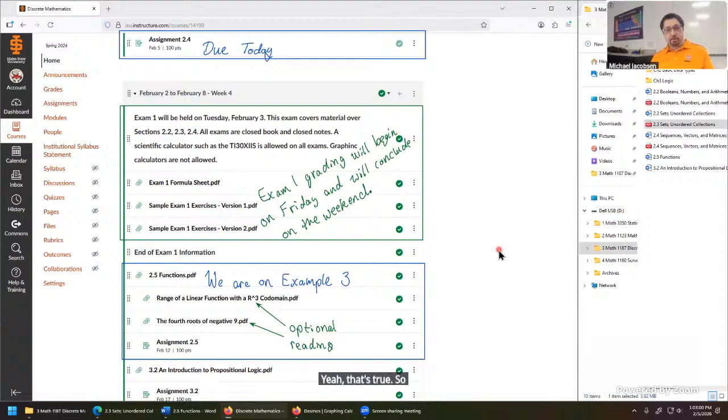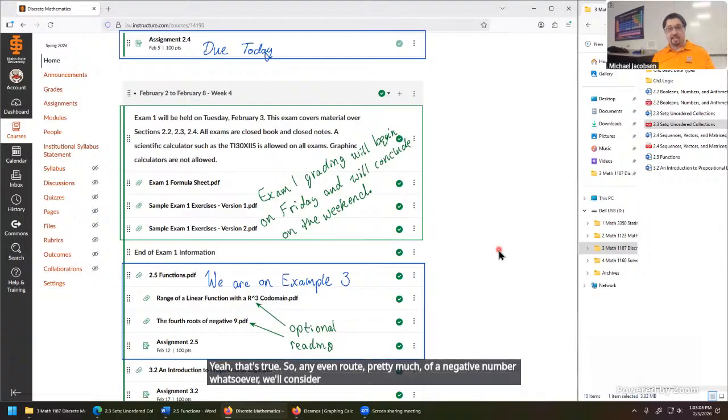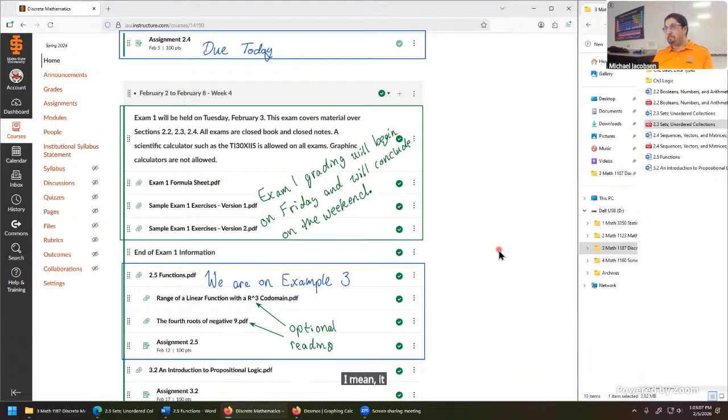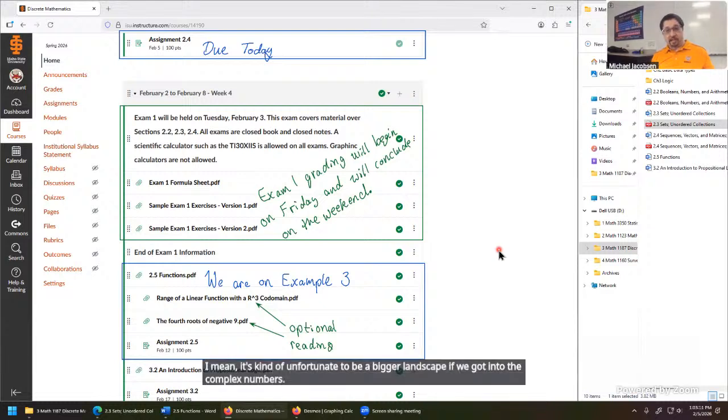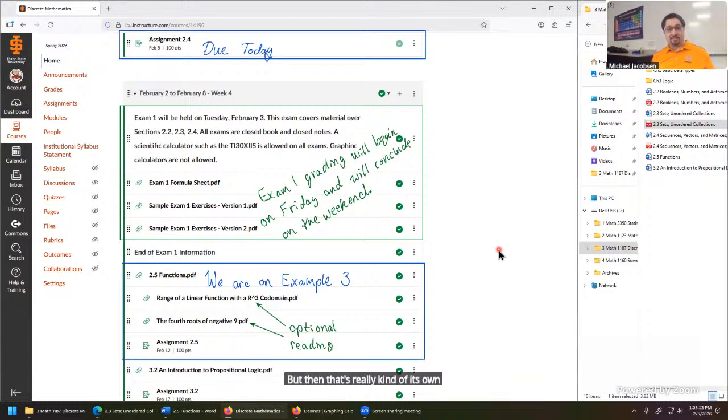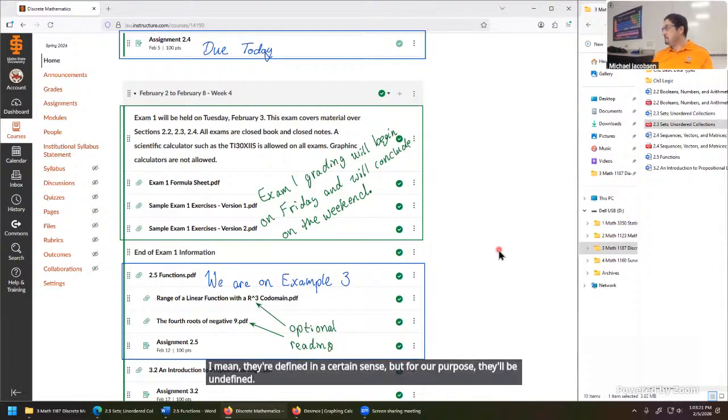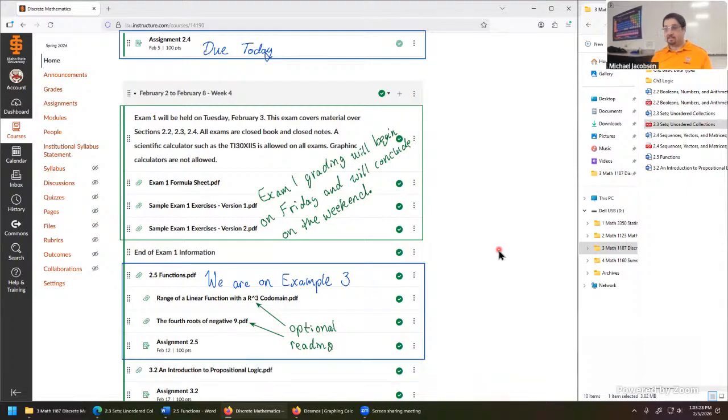Okay. So any even root pretty much of a negative number whatsoever, we'll consider and treat as undefined. I mean, it's kind of unfortunate, it would be a bigger landscape if we got into the complex numbers, but that's really kind of its own course in and of itself. So yeah, you can always treat those as, I mean, they're defined in a certain sense, but for our purposes, they'll be undefined. Other questions so far?